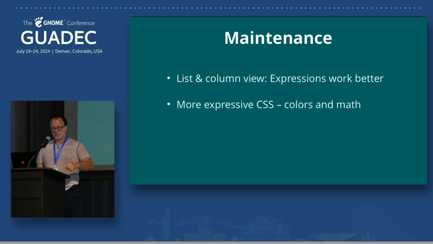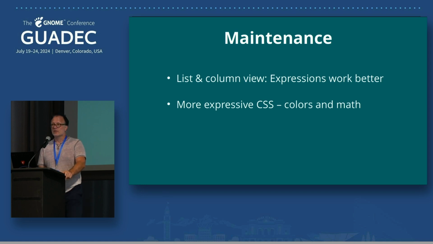We also did some small maintenance work on list and column views. Christian, again, tracked down some problems with the GTK expression implementation that caused things to be unreliable if you have more complex expressions. I don't really want to get into the details there. This was something around weak references getting wrong. It should work much better now. That should be good news for anybody having to work with lists and column views.